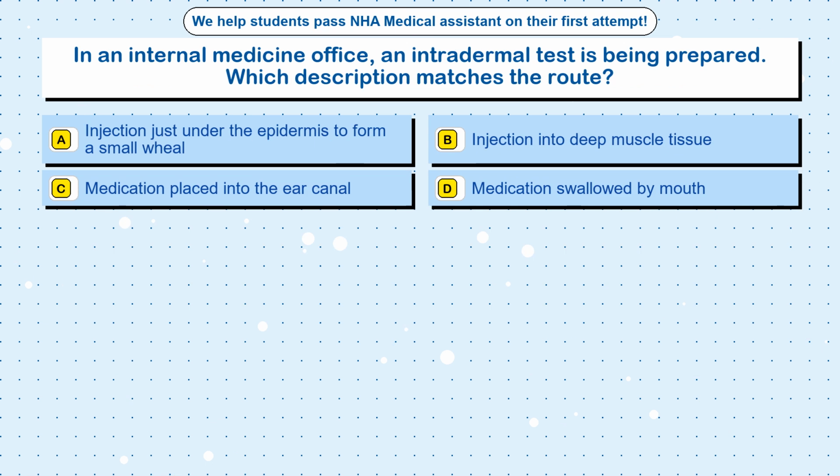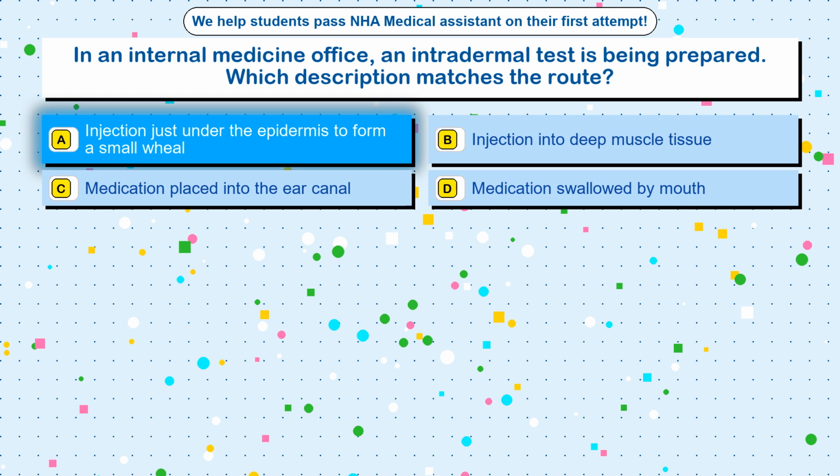Question 40. In an internal medicine office, an intradermal test is being prepared. Which description matches the route? Option A, injection just under the epidermis to form a small wheal. Option B, injection into deep muscle tissue. Option C, medication placed into the ear canal. Option D, medication swallowed by mouth.